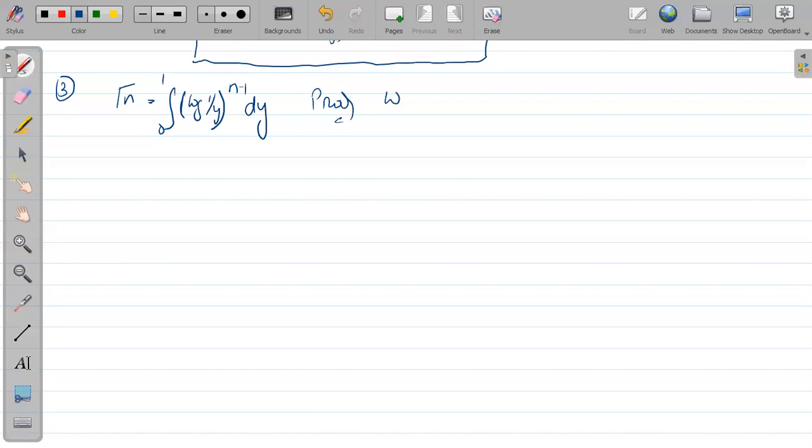Proof. By the definition of gamma function, what we are having? Gamma n is equal to integral 0 to infinity e to the power minus x, x to the power n minus 1 dx. This we are having from the definition. Now see, we have to convert into this part, log of 1 by y. How can you do? Yesterday we did this question, if you remember. That is the property. You can write the proof from yesterday's class. Or how to do the proof, can you tell me once?